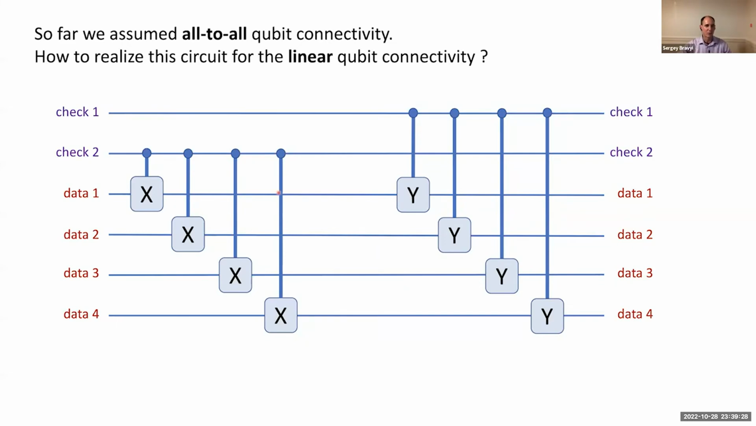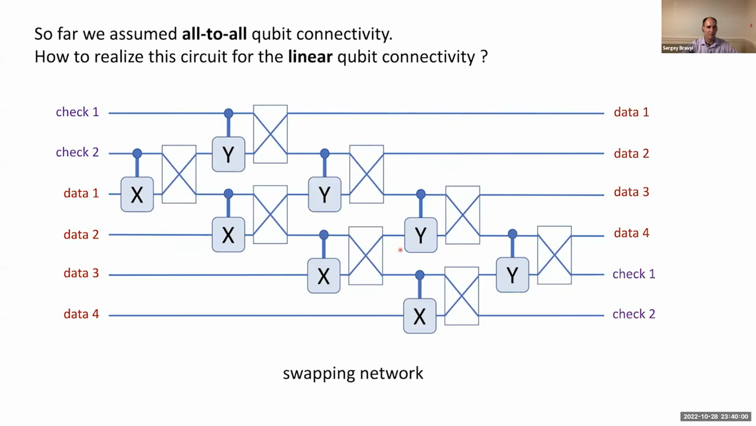So far I assumed that we have all-to-all qubit connectivity, which may not be realistic. And we found that Pauli checks can be efficiently implemented even for linear connectivity. And here I show a simple example where we have 2 Pauli checks on 4 data qubits. And this would be the naive implementation for all-to-all connectivity. And this is an equivalent circuit that we can realize for linear connectivity.